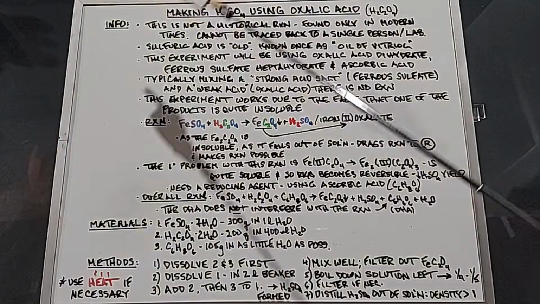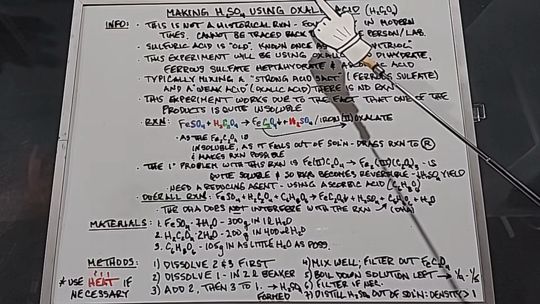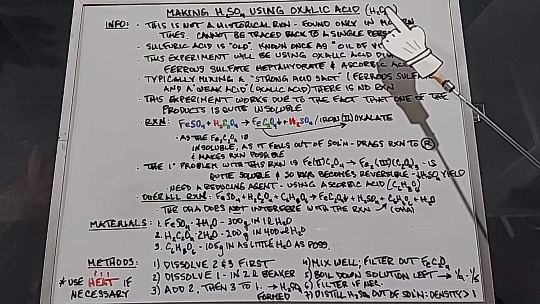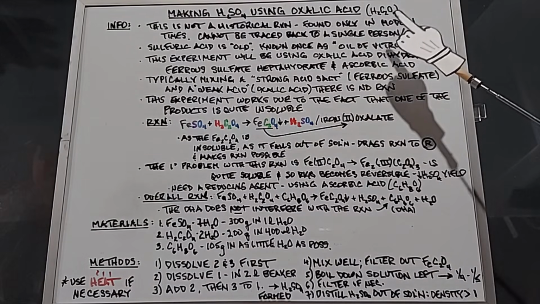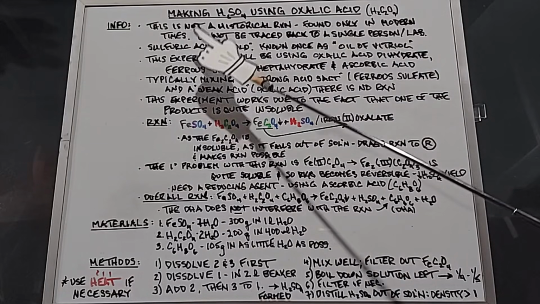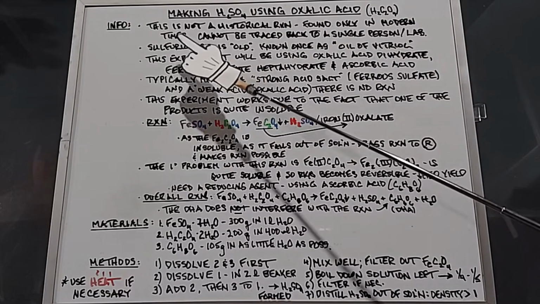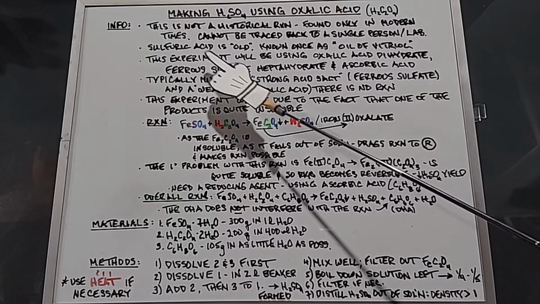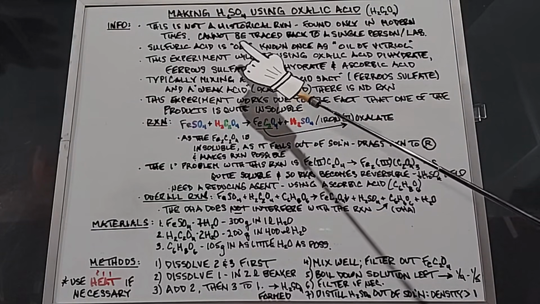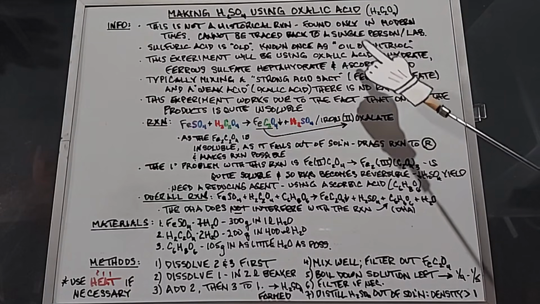In this video, I'll be covering how to make sulfuric acid using oxalic acid, H2C2O4. Some information: this is not a historical reaction. It's really found only in modern times, I would say in the last 5 to 10 years. It cannot be traced back to any single person or a lab. In regards to sulfuric acid, it's been around a long time. It's known as old, and originally it was known as oil of vitriol.